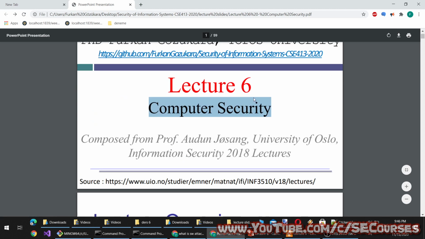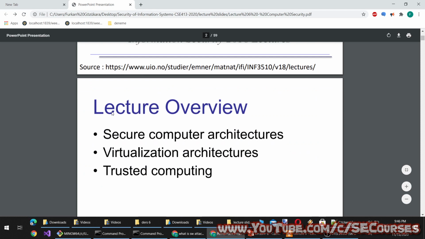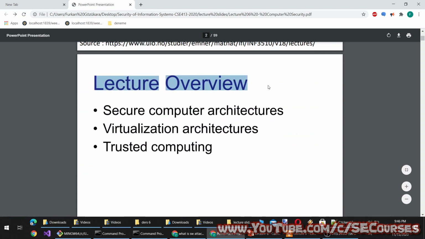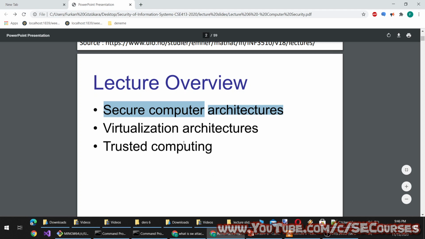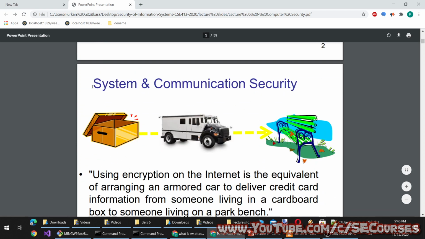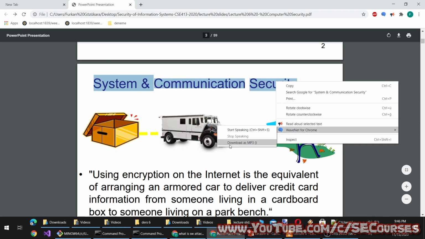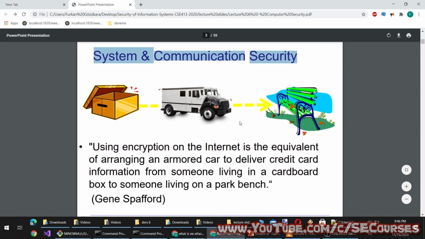So today's topic is computer security, and let's start with the lecture overview. We will see secure computer architectures, virtualization architectures, trusted computing, system and communication security.